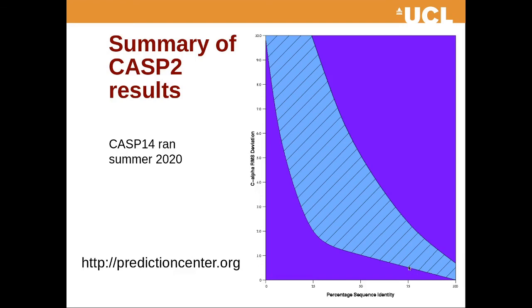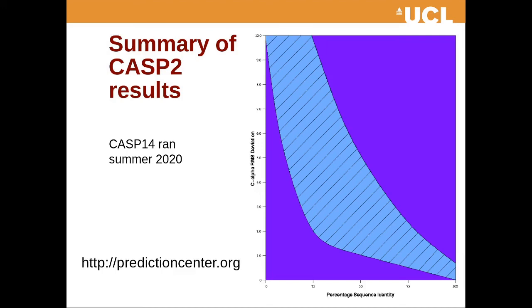However, one group missed the fact that that very close homologue was present and chose a homologue instead with a much lower sequence identity, about 30% as I recall, and achieved an RMS deviation of about 2 angstroms. And in fact, for 30%, 2 angstroms was a pretty good model.